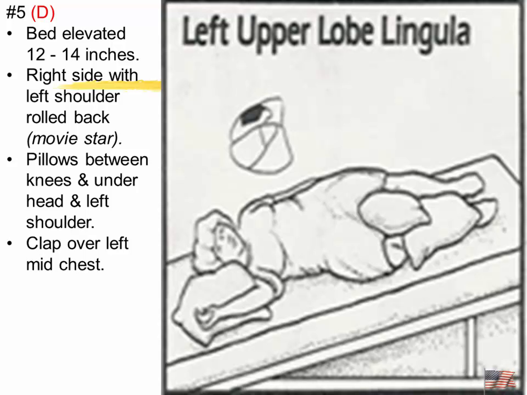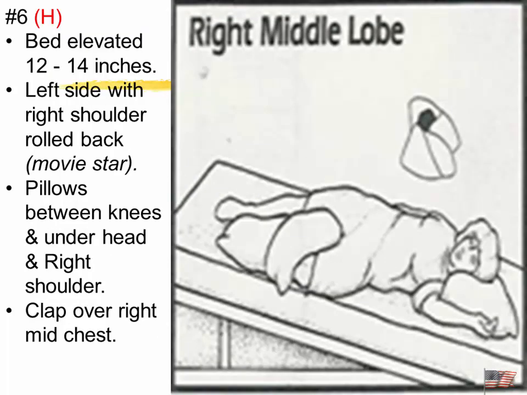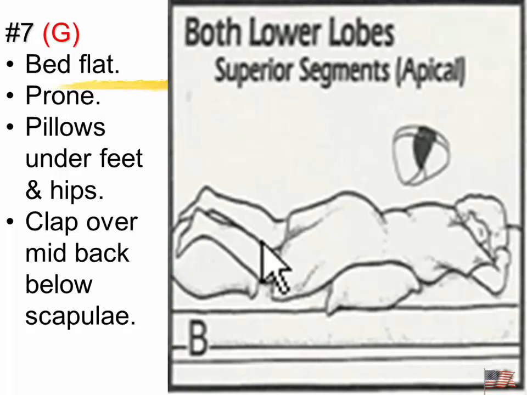Because you're like Cleopatra-like, I guess. And the right middle lobe is exactly the same thing, but instead the patient is lying on their left side with their right shoulder rolled back. Both lower lobe superior segments. Bed is flat, they're lying prone. You're clapping over the mid-back below the scapula in that fashion.